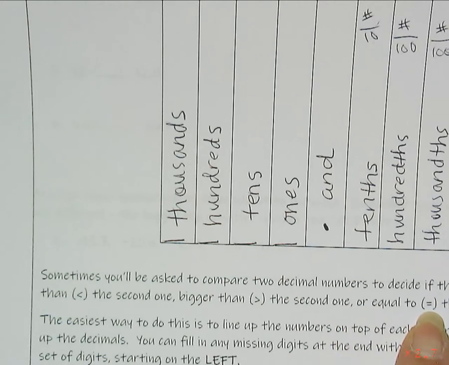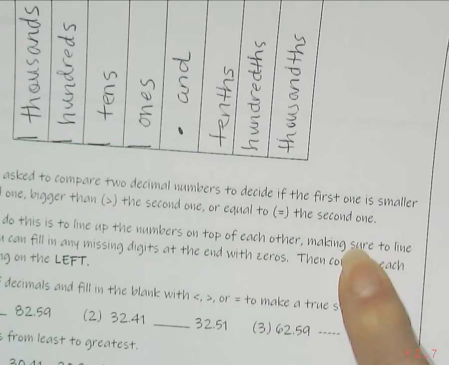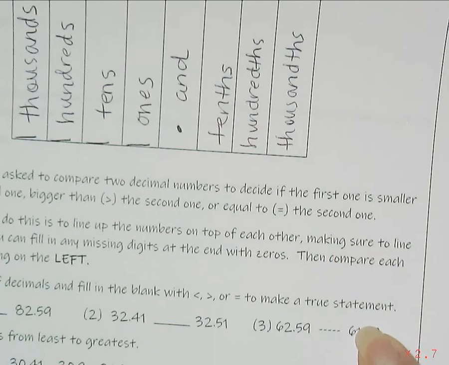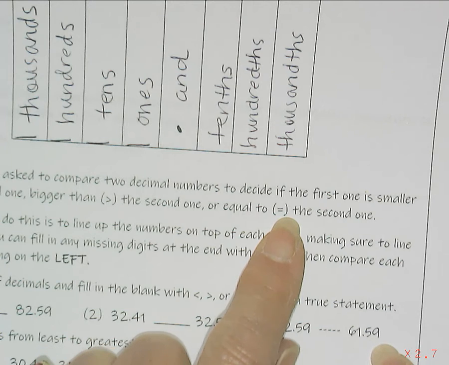And you're familiar with this symbol, the equal sign. So when you're comparing two numbers, that's the only way they could compare. The first one's either smaller or bigger or equal to the second one. So that's one of the things we're going to focus on today to help you get more comfortable with decimals.